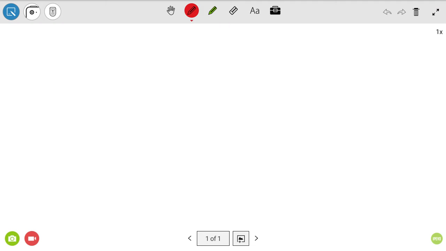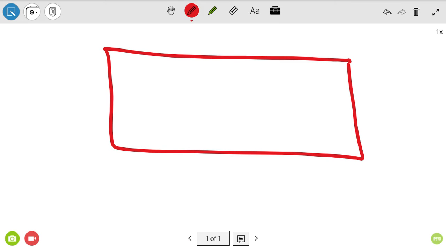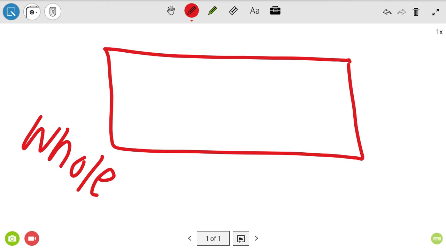So first, what you're really going to be working on when you're partitioning shapes is you're going to be breaking down a shape into smaller pieces, okay? And you're going to be working with rectangles and circles mostly, okay? So right here I have a rectangle, and this is a shape that has not been broken apart. It's not into smaller pieces. So we're going to call that the whole, okay? It is one whole. You might also see it written as 1/1 as we start to introduce fractions, okay?